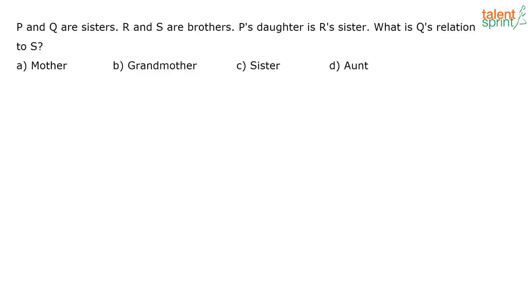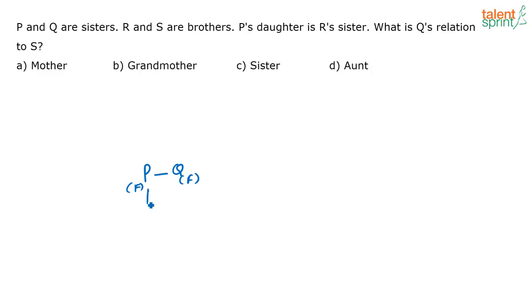Yes, for this question everybody is giving me the answer as option D. So what is given? P and Q are sisters. So P and Q are in the same generation and they are sisters. So both of them are females, correct? Both of them are girls. Then R and S are brothers and P's daughter is R's sister.